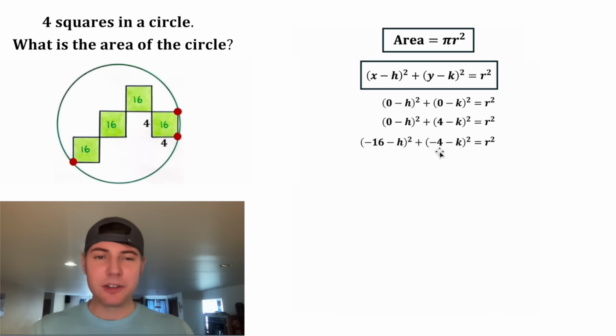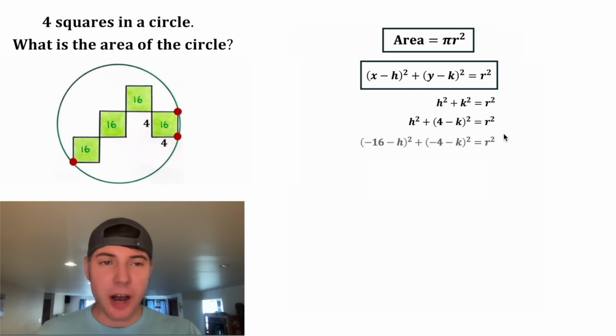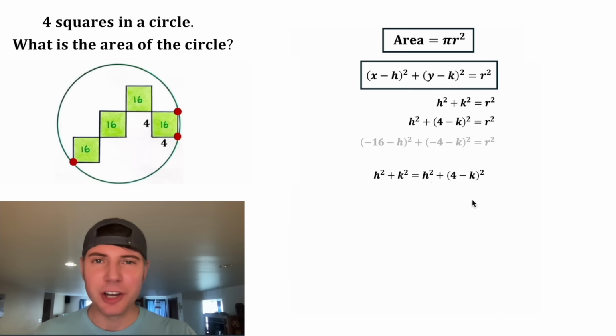All 3 of these zeros can disappear. A negative times a negative is a positive. So the quantity negative h, squared, is the same thing as positive h squared. And the same thing for the negative k squared and the negative h squared. They change into positive k squared and positive h squared. Next, let's focus on these top 2 equations. These are both equal to r squared, so we can set them equal to each other. So we have h squared plus k squared is equal to h squared plus (4 minus k) squared.